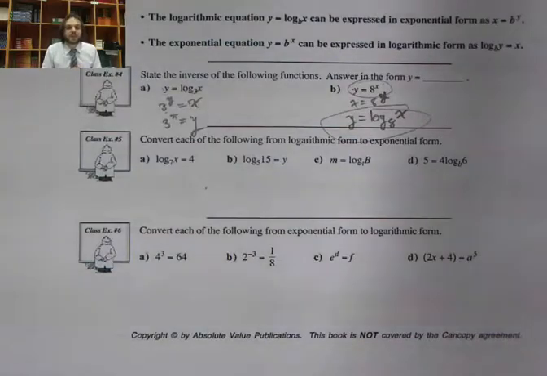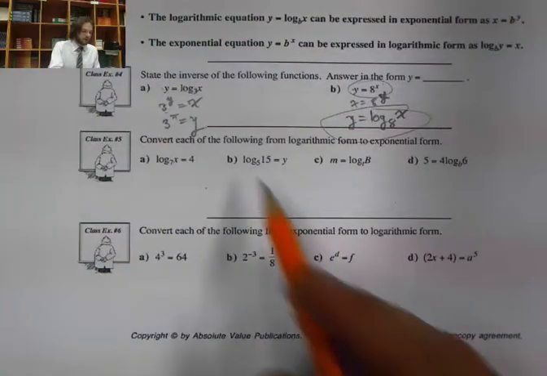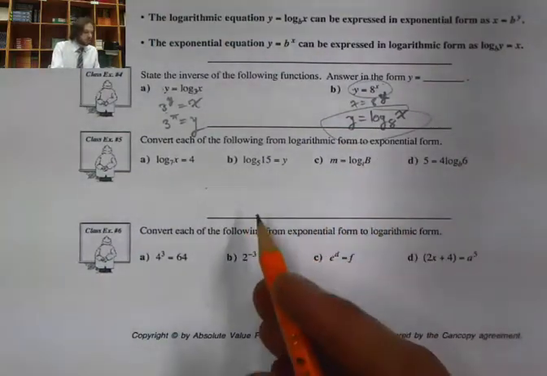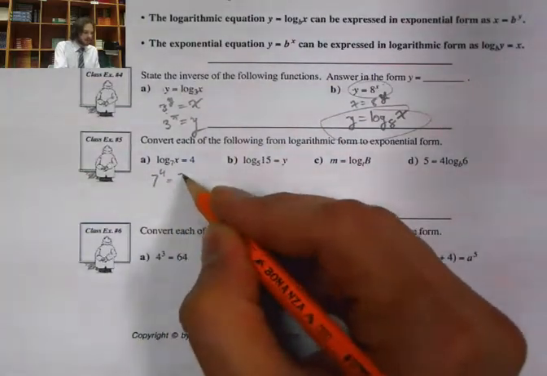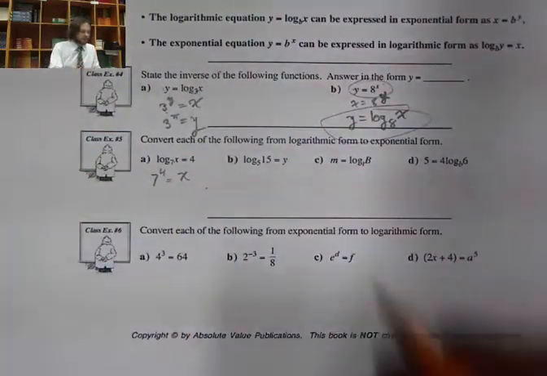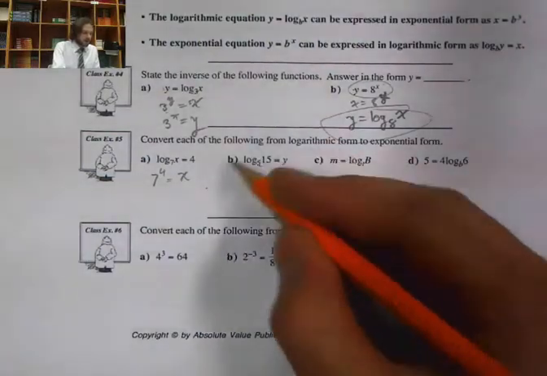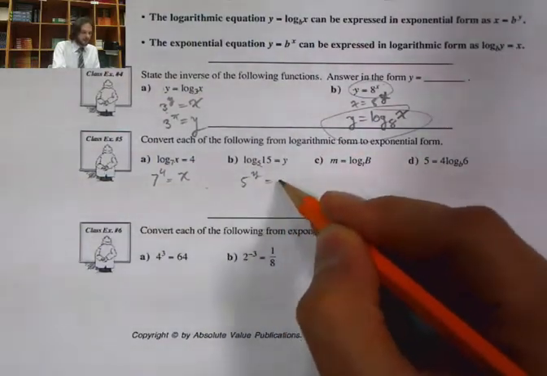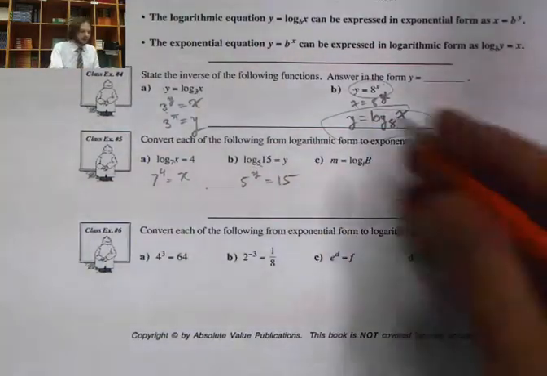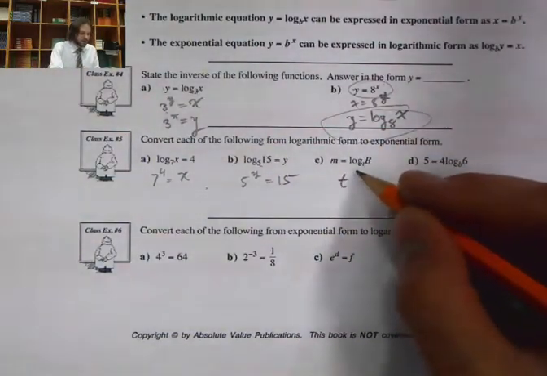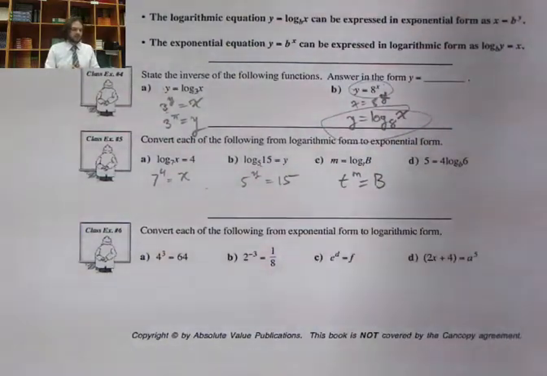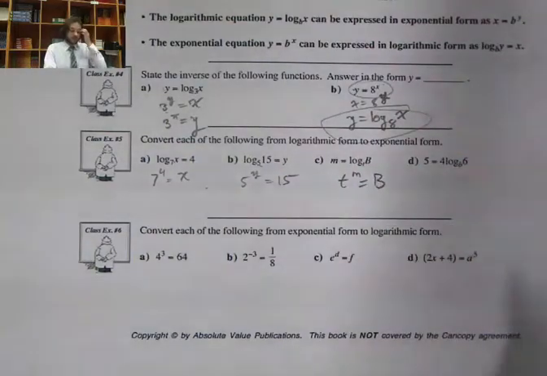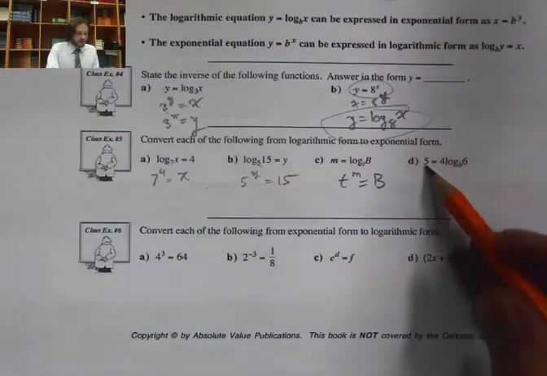Next one says, convert each of the following logarithms to exponential form. Okay? So we're going to complete these exponential forms. Let's see. So we have 7 to the power of 4 is equal to x. That's it. This next one here, 5 to the y is equal to 15. This next one is saying t to the power of m is equal to b. Okay, these are all equivalent. These are not inverses of each other.